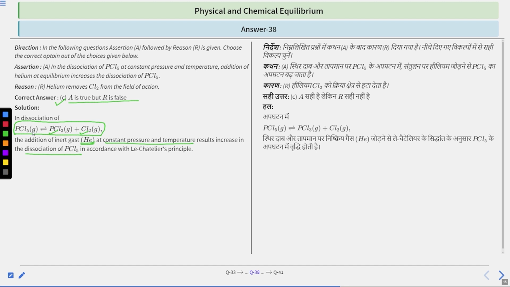So the reaction will move towards the forward reaction in accordance with Le Chatelier's principle, right? So addition of helium at equilibrium increases the dissociation of PCl5. This is correct. But helium removes Cl2. On adding helium, the Cl2 will be removed from the field of action. This is not true. And thus our option C, that is A is true, but R is false, is the correct one.